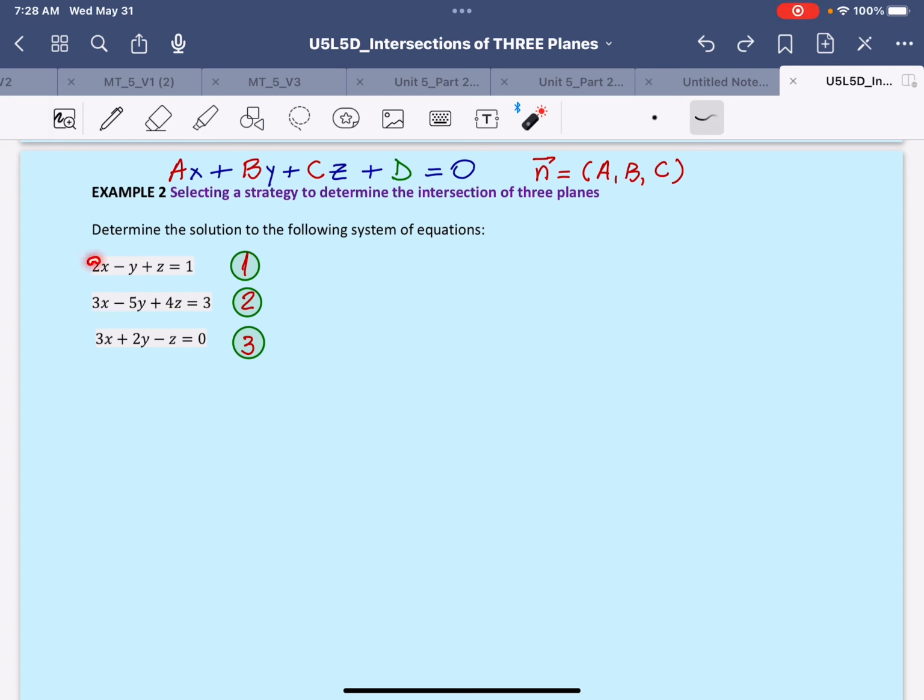As you can see here, the normal to the first plane will be 2, -1, 1. The normal to the second plane is 3, -5, and 4. And the normal to the last plane will have the coordinates 3, 2, and -1. As you can see, these normals are not equal to each other, and you can tell that they're not scalar multiples of each other either. So that tells us that the three planes will have different normals, and thus they would either intersect at a point or along a line.